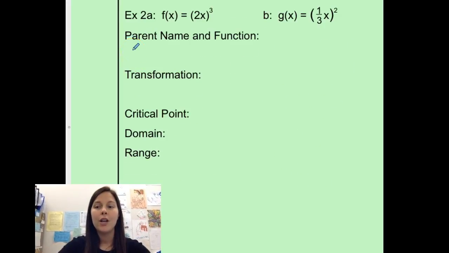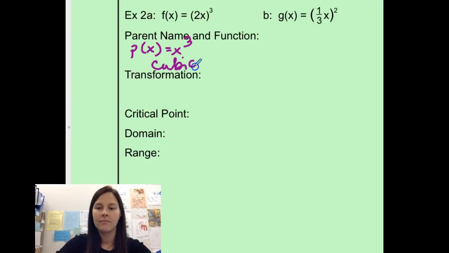Example 2, notice that both of these have multiplication grouped with the x. So this will be horizontal transformations. Our first function is our cubic function. So the parent is x cubed. The transformation is multiplication by 2 grouped with the x. What that does is, because it's inside the parentheses, it doesn't act normal. You would think it's a stretch because it's greater than 1, but it's actually a horizontal compression.